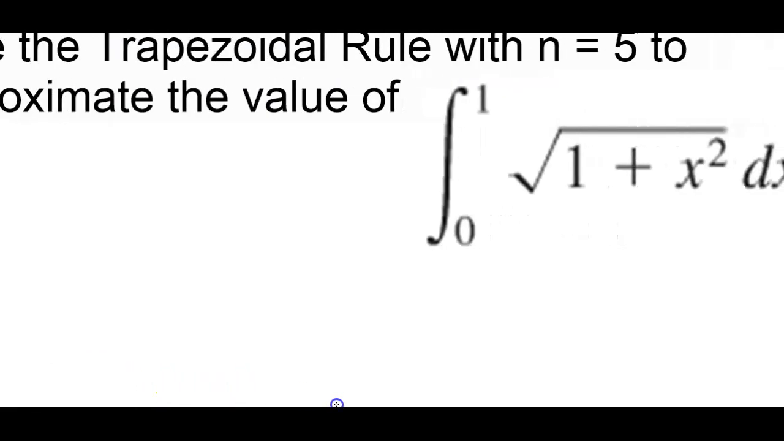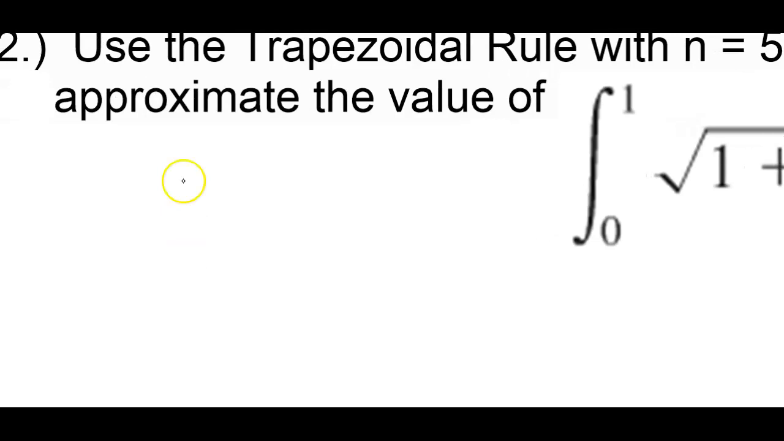With n equal to 5 to approximate this value. Again, because you've got to sketch it, I'm sure you're going to have to sketch it. Let's first find delta x. Delta x is going to be b minus a, so 0 and 1. So 1 minus 0 over 5 equals 1/5.